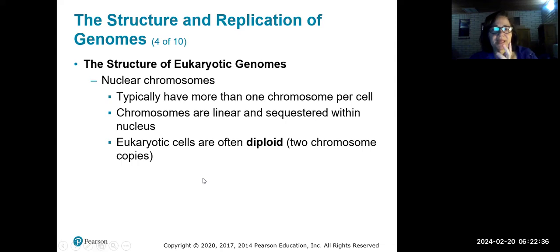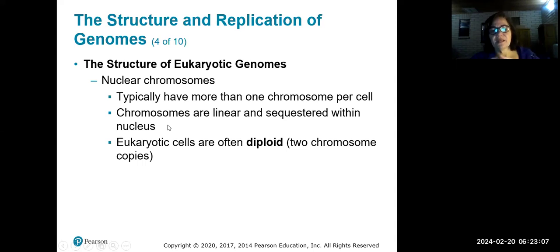Let's go back to eukaryotic organisms. There are chromosomes in the nucleus. Remember, that's the big structure that contains the chromosomal information in eukaryotic cells. Typically, there's more than one chromosome per cell in most eukaryotic species. As I mentioned before, they're bar-shaped. They're linear. In other words, they don't circle back onto themselves, but they're hidden away, sequestered in the nucleus.